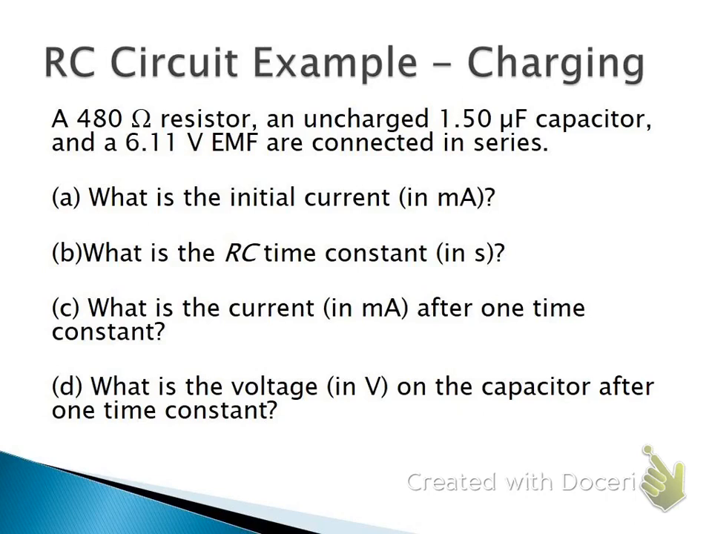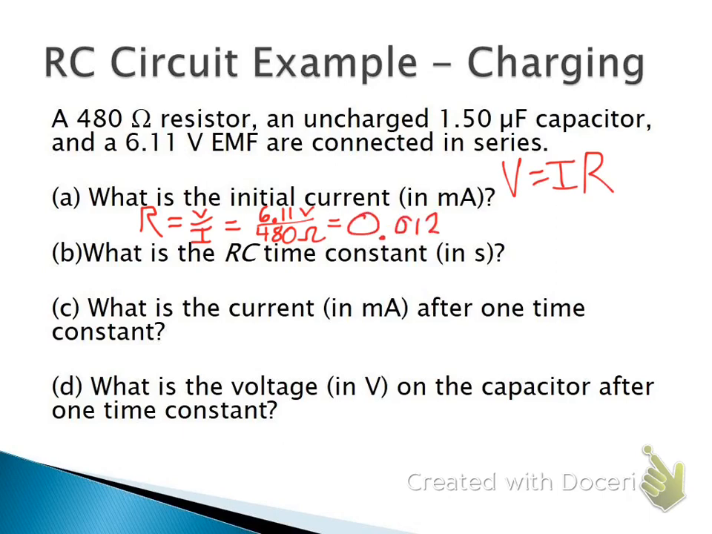Well, before capacitors are charged, they basically act like a wire the moment they're connected. This basically means that I have a 6.11 volt battery connected to just a 480 ohm resistor. So I can use V equals IR, plug in my values, and get 0.0127 amps. Now, the problem asks for it in milliamps, so I need to do a quick unit conversion. There are 1,000 milliamps in 1 amp, so this becomes 12.7 milliamps.